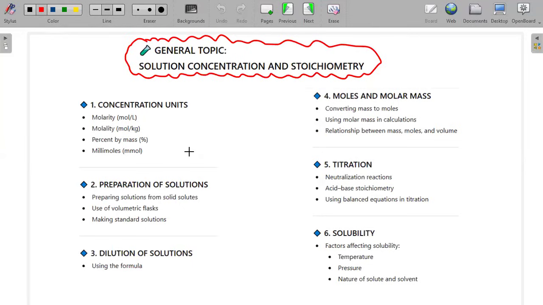So we're going to talk about concentrations, different ways in which we can actually measure concentration. We'll be looking at how to prepare solutions. We'll talk about the dilution formula. I've put some questions on titration, so simply meaning the reaction between an acid and a base. And I've also put questions regarding solubility.